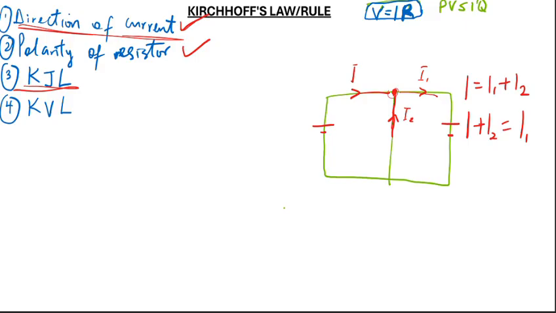And mind you, note that it is not possible for current to move like this, current to move like this, and current to move like this, where this one is entering, this one is entering, this one is entering, and there is no leaving, there's no exit. It's not possible. That's what Kirchhoff is telling you. And it is not possible for current to leave, current to leave, and current to leave. Where is the source? Where is it coming from? It's not possible like that.